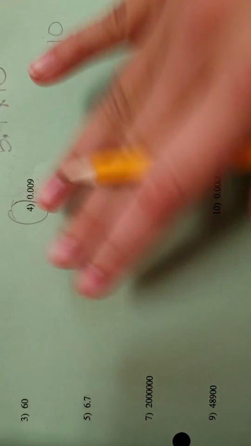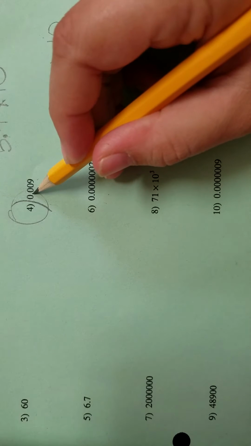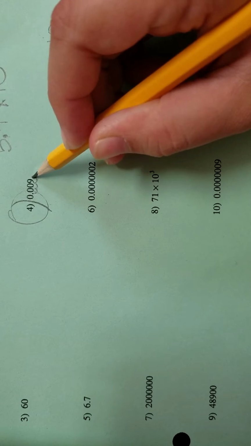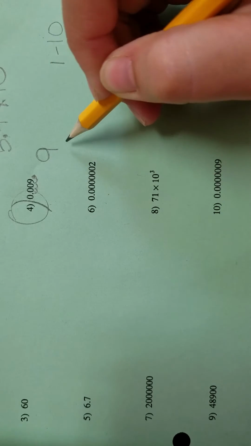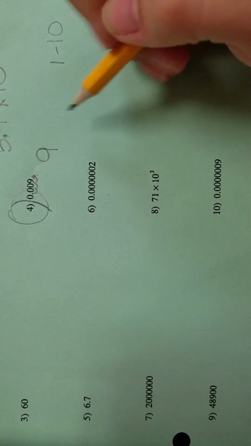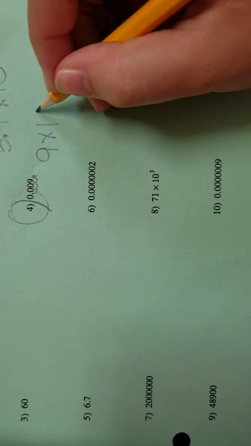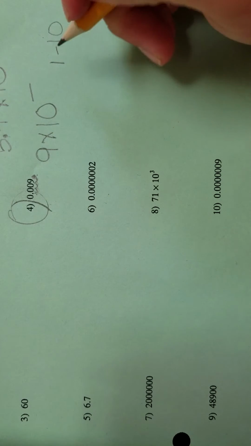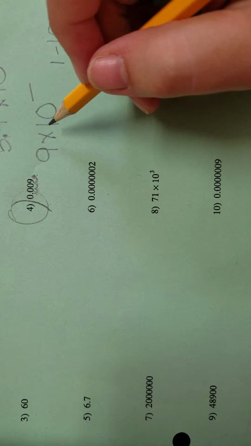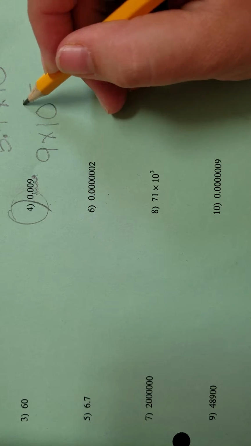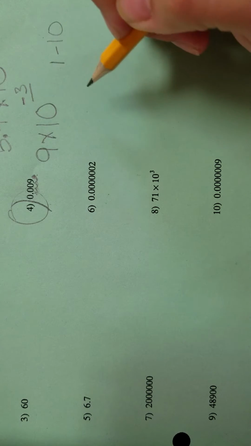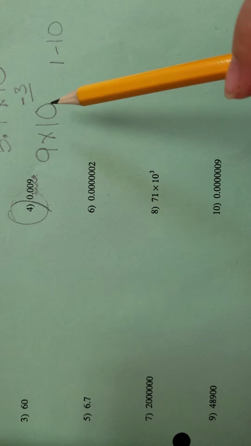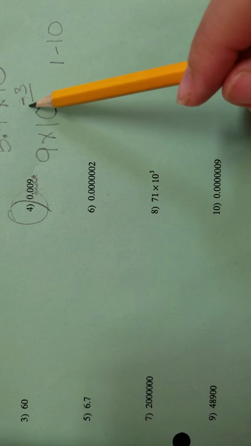So, decimals here, I'm going to move it over 1, 2, 3. That'll give me 9, because I moved my decimal behind the 9. Now I have to add my times 10. I moved it over 1, 2, 3 times, but I moved it in the opposite direction. So it would be a negative 3. I started with a really small number. I changed it to a bigger number. It is going to be negative.